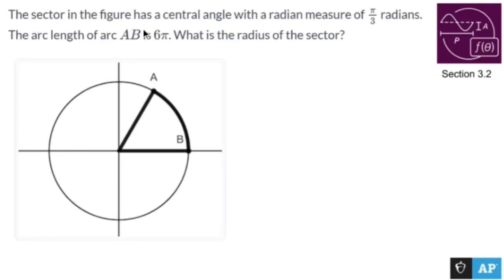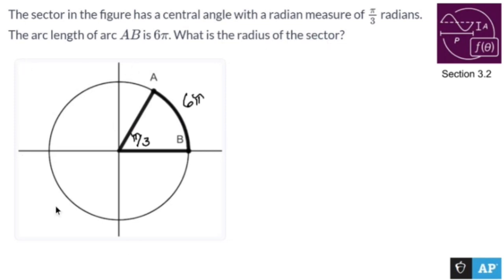The sector in the figure has a central angle with a radian measure of pi over 3 radians. The arc length of the arc AB is 6 pi. What is the radius of the sector? So this is how I like to view this.